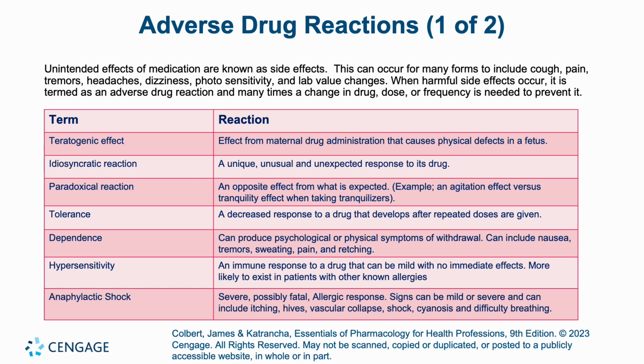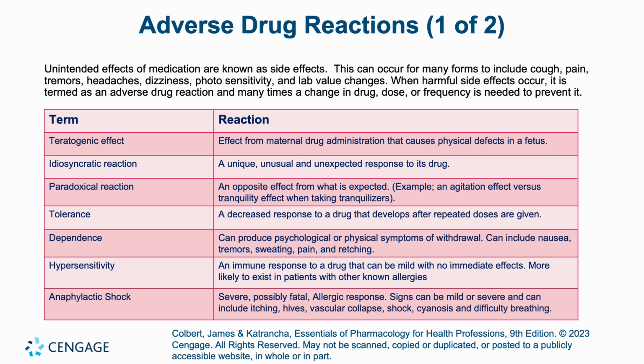Hypersensitivity reaction is an immune response to a drug, can be mild with no immediate effects, but it's more likely to exist in patients with other known allergies. Let's say that someone has, for instance, an allergy to eggs and they're given a medication. Even if it doesn't have a derivative of that, it can cause this immune response because they already are sensitive to different agents. And then anaphylactic shock, severe and possibly fatal.